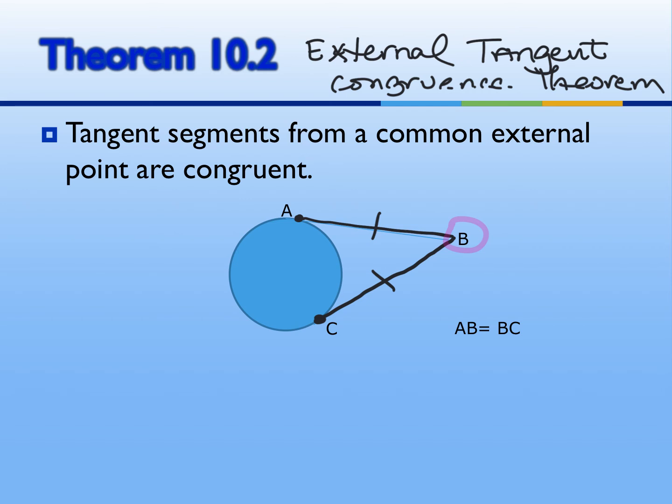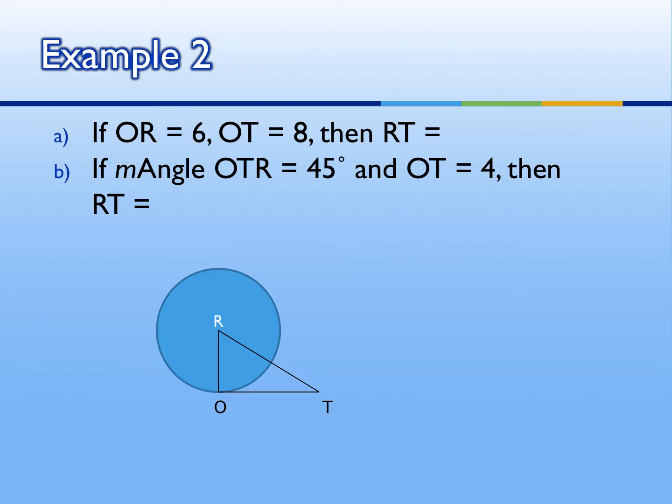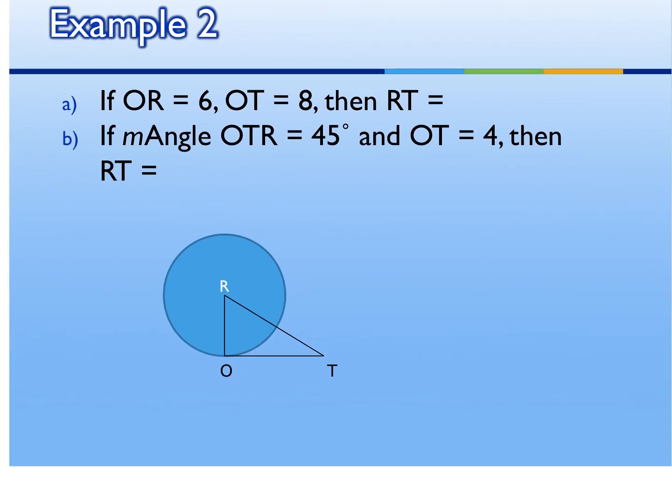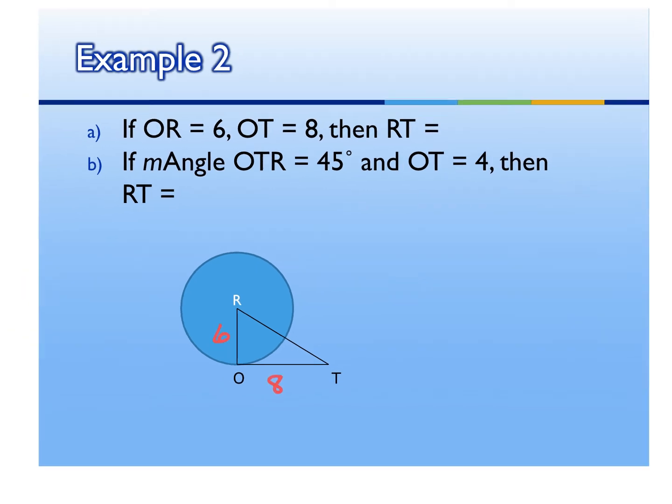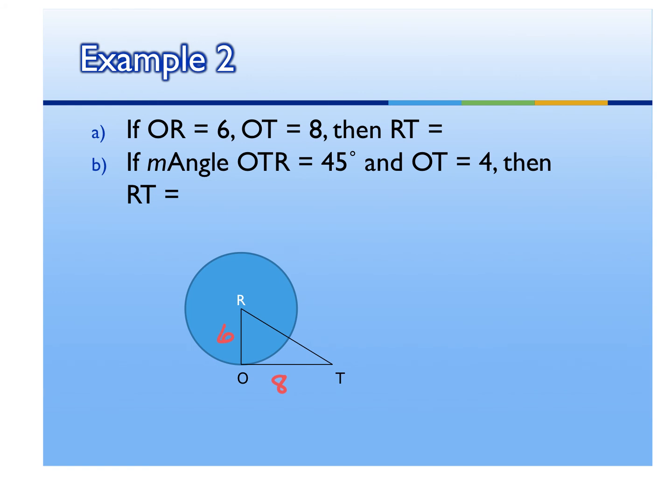Now let's just try some examples of everything that we just learned about. So I'm going to do this in different colors. I'm going to use the same figure here for both. So part A, let me go ahead and I'll do this one in red. They're telling me that OR is 6 and OT is 8. Now, I'm going to tell you that OT is tangent to circle R.